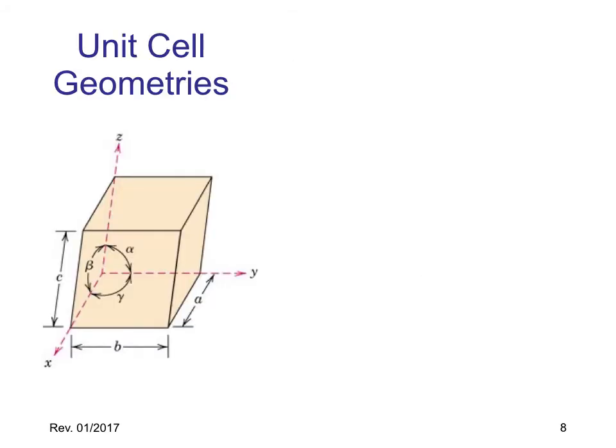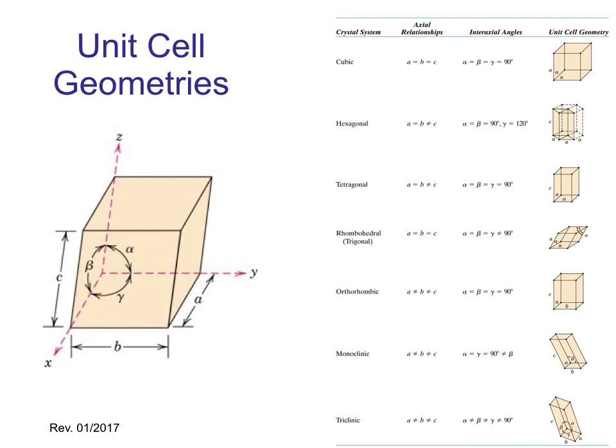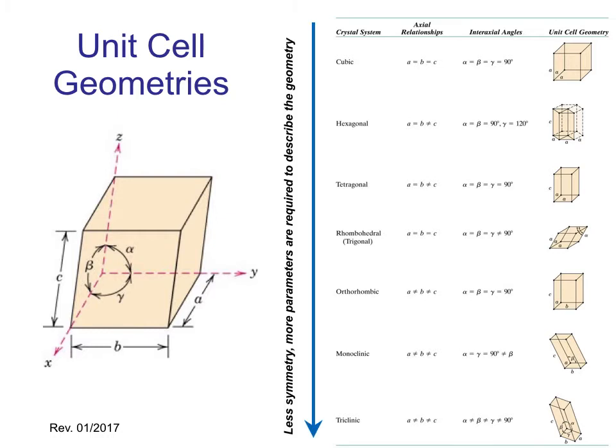For 3D structures, unit cells are described by 6 geometrical parameters called the lattice parameters: 3 lengths, a, b, and c, and 3 angles, alpha, beta, and gamma, as you can see in the figure. For example, to describe the geometry of a cube, only one parameter is needed, the length of the side of the cube, since all the angles are 90 degrees. This figure here shows the different crystal structures and their unit cell geometries. As you move down the figure, more parameters are needed to describe crystal systems that are less symmetric.